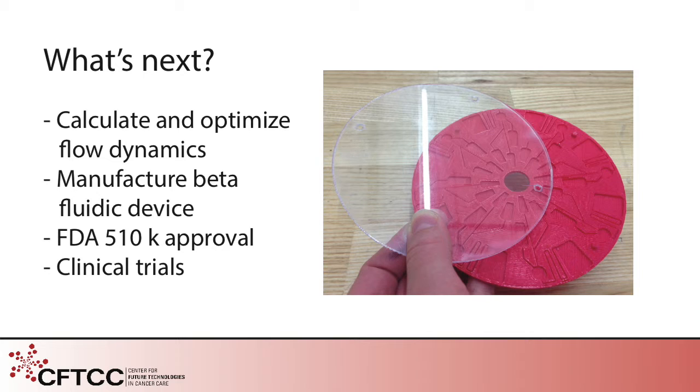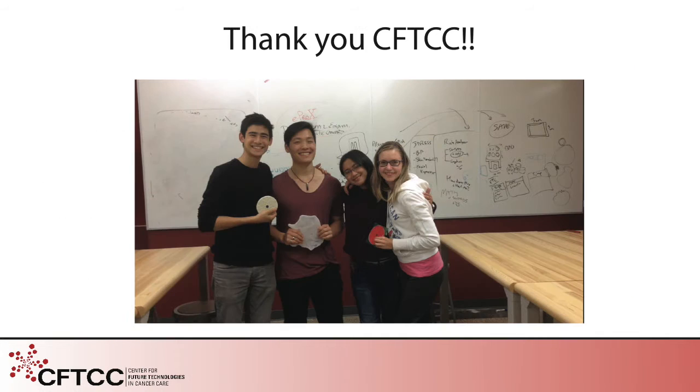So next, we're going to calculate and optimize the flow dynamics of this device, flow volumes, and all the coefficients of friction. We're going to manufacture the beta device and test it. We're going to adjust all the parameters, and then we plan to apply to the FDA for approval, which will be followed by clinical trials, and hopefully approval around twice.